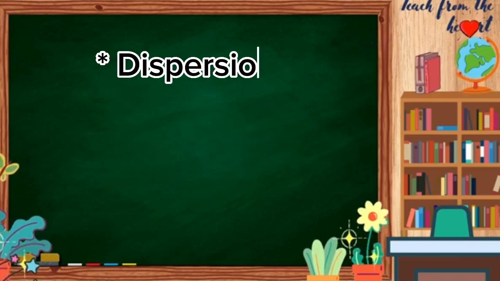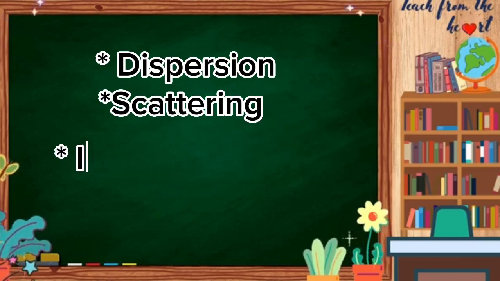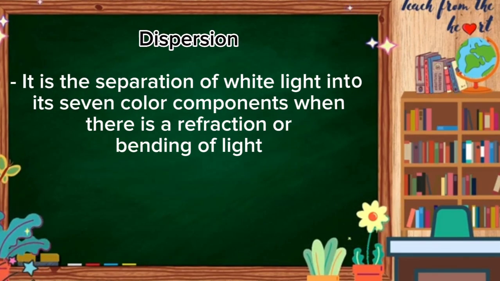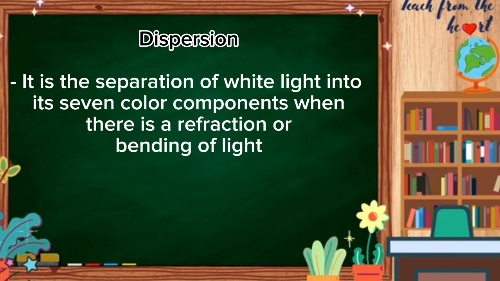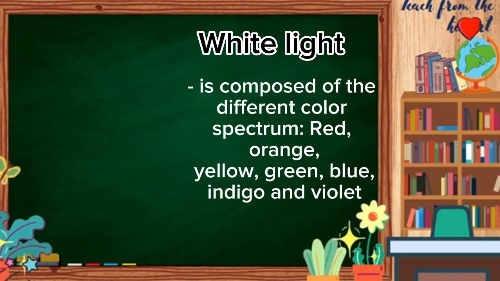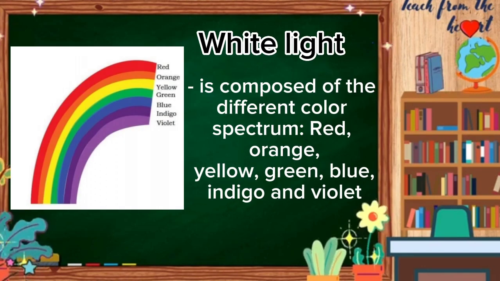Our topic is all about dispersion, scattering, interference, and diffraction of light. First is dispersion. It is the separation of white light into its 7 color components when there is a refraction or bending of light. White light is composed of the different color spectrum, and it is the RGB.